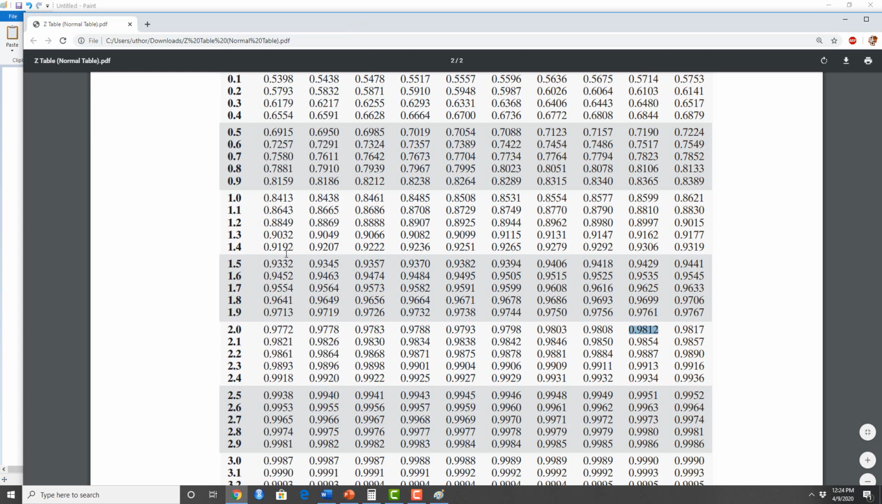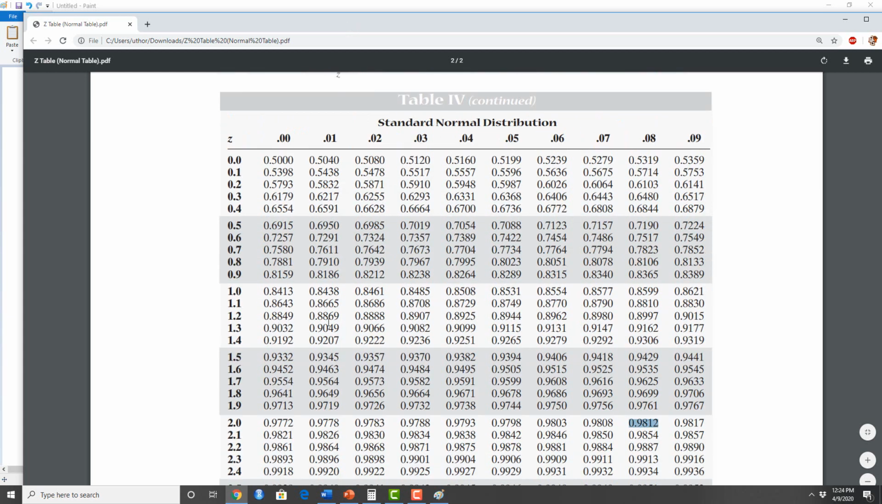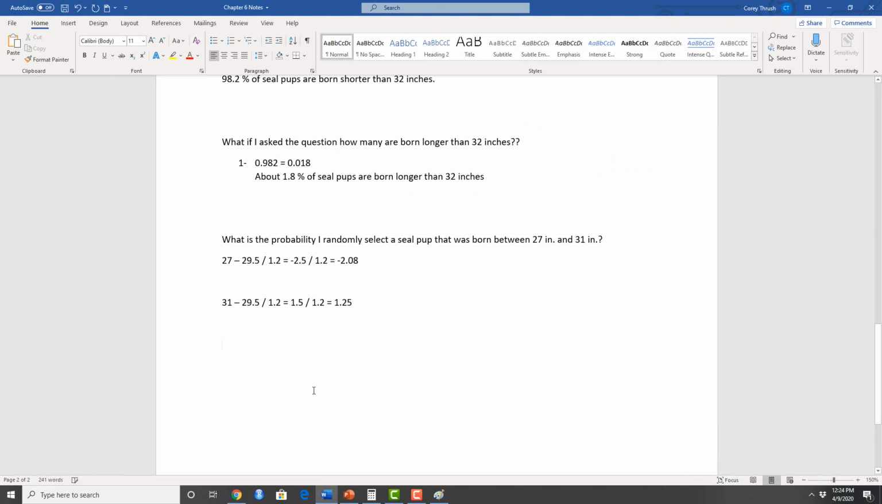So 1.25, that's the high end, so that one is 0.8944. So let me write this down. Probability of 27 less than x, which is less than 31, which is between 27 and 31. And we know that's the probability of x less than 31 minus the probability of x less than 27.